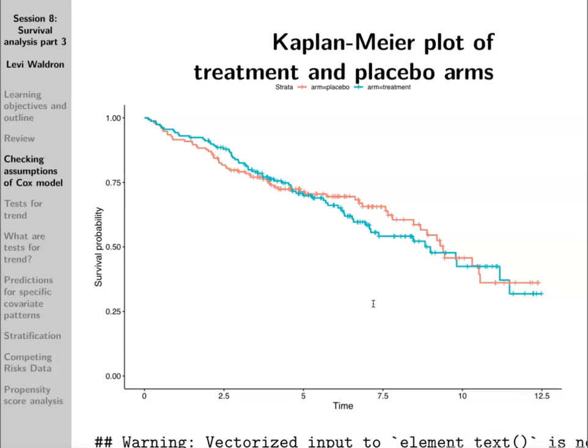So just making a plot here of the treatment and placebo arms and looking at the survival probability over 12.5 years, and we see not a whole lot of difference. They track pretty close to each other. They cross over midway through, meet again later. So this does not look like an especially effective treatment.